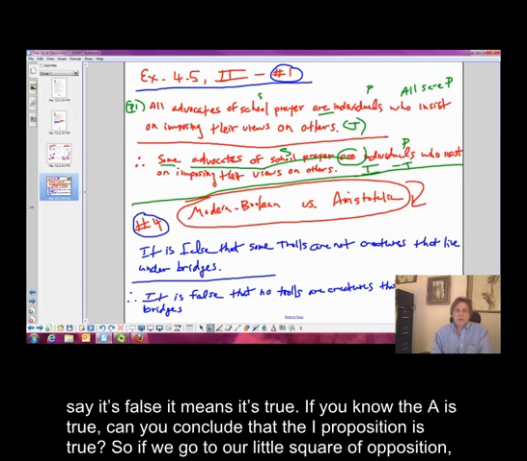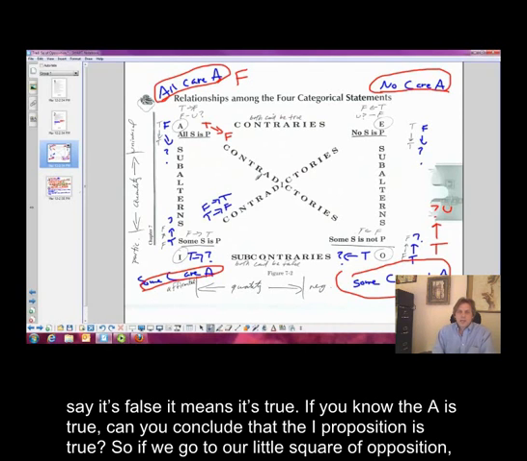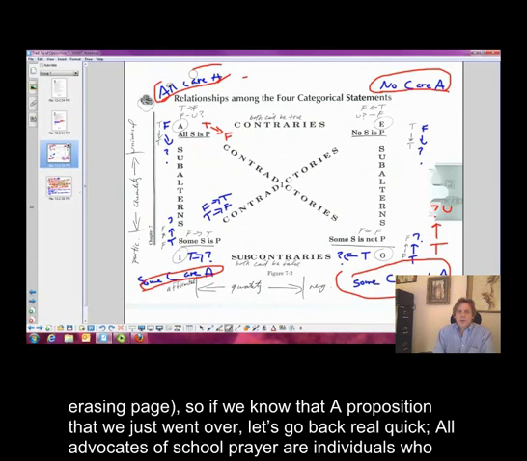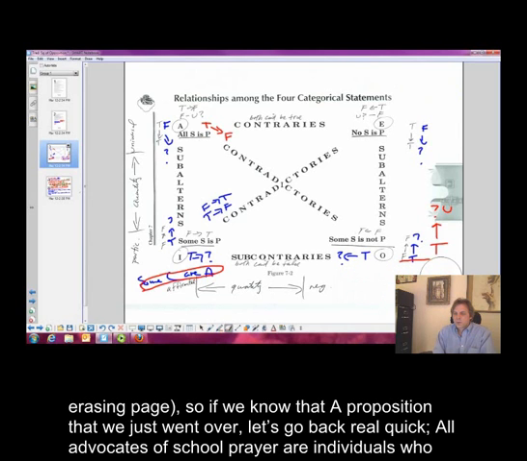So if we go to our little square of opposition, and let me just erase those things here so that doesn't confuse you. Okay, we'll get this all erased here. Let me go a little bigger. Okay, come down here. Erase that. Erase this. Okay, we're back in business.